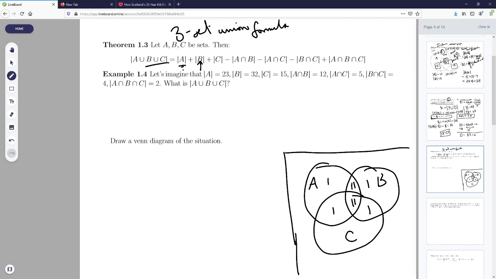Now we see the double union formula essentially, because we have these two regions here which are double counted. That's the reason why eventually we're going to have to subtract off an A intersection B, but we'll get to that in just a second.